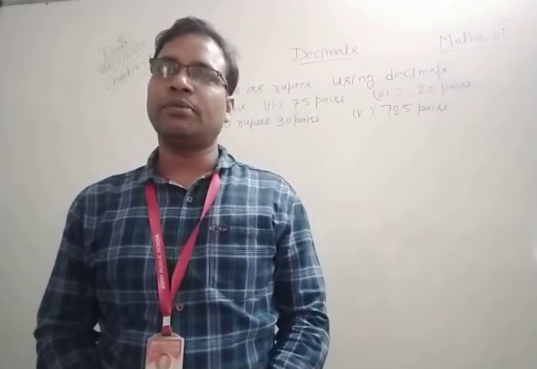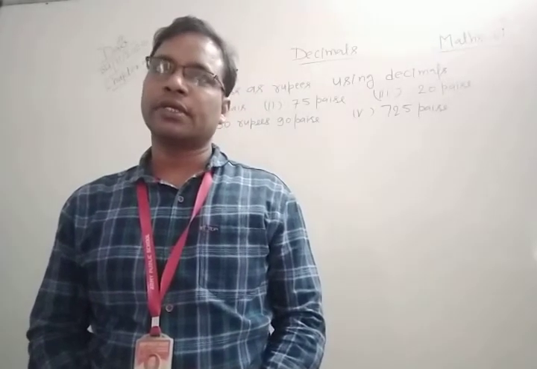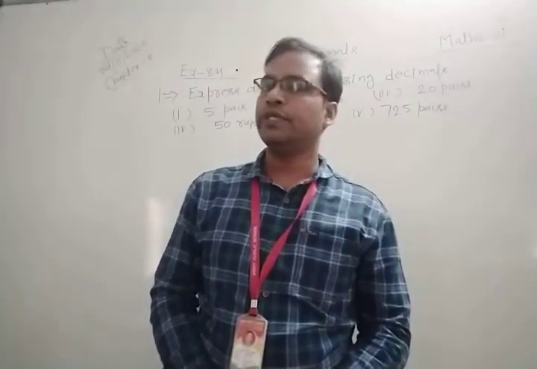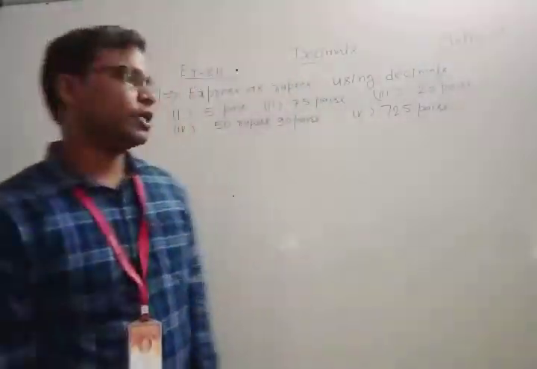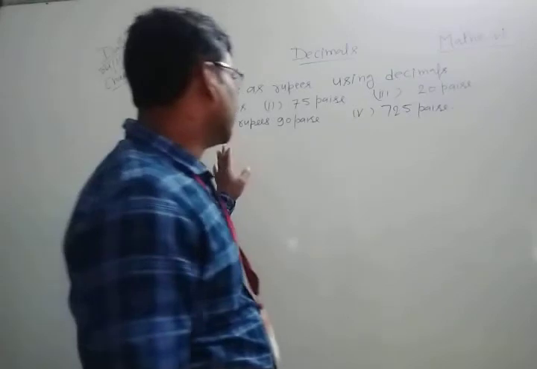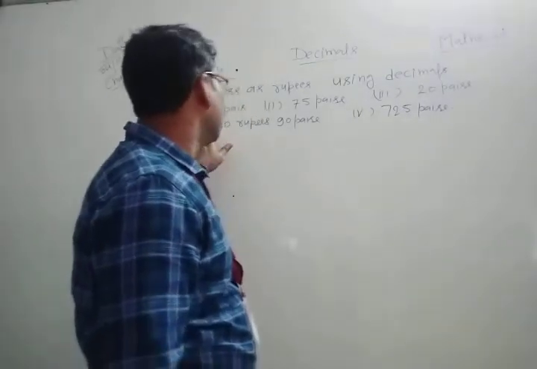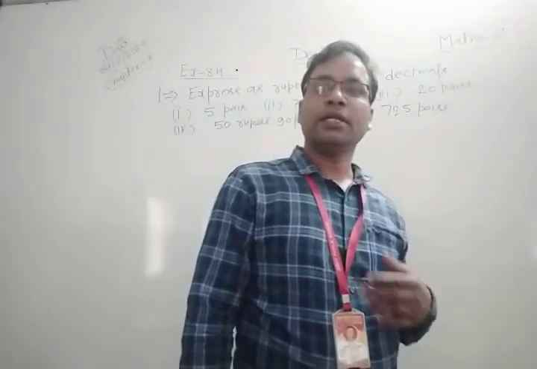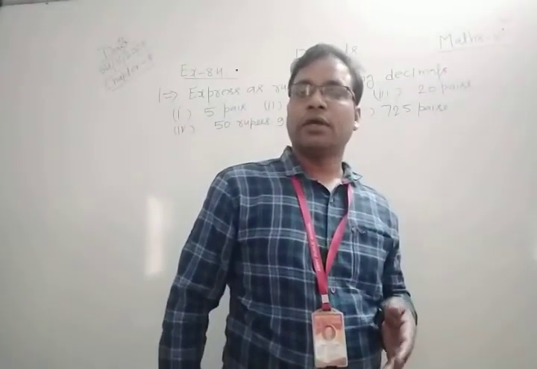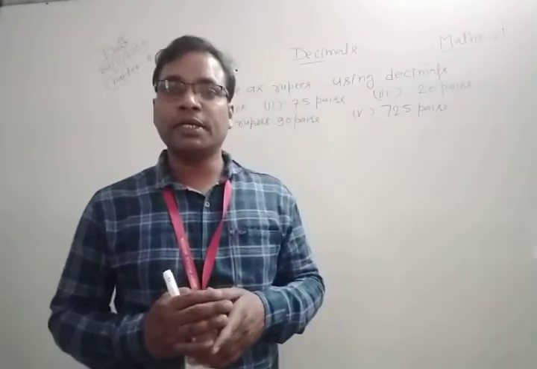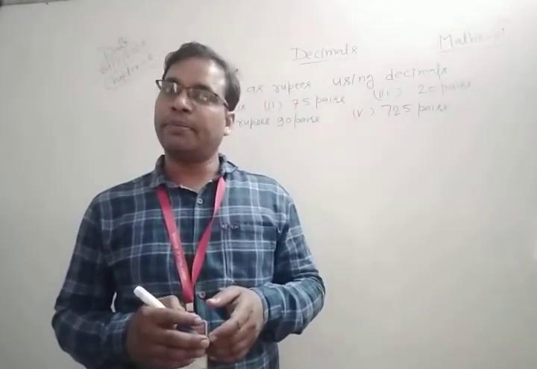Exercise 8.4. Question number 1. Express as rupees using decimal. You can see on your board. This is given. Express as rupees using decimal. So first, given 5 paise. We need to convert paise into rupees. For this, we need to know the relation between rupees and paise.